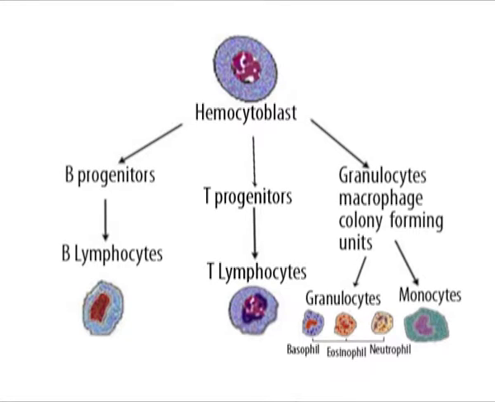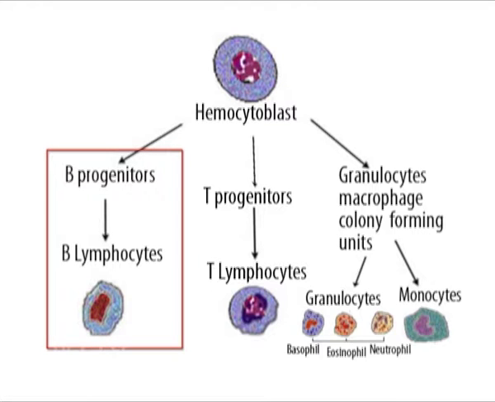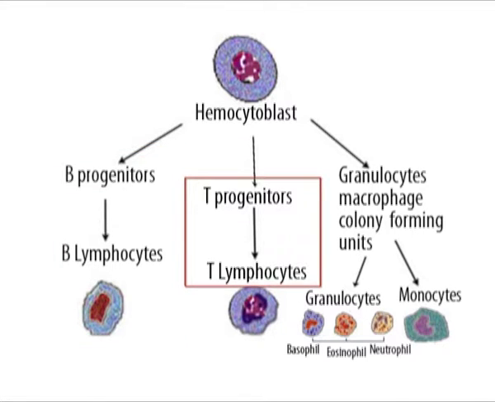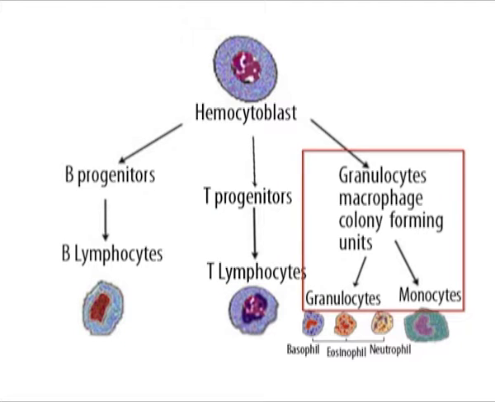Leukopoiesis refers to the production of leukocytes. It begins when some types of hemocytoblasts differentiate into three types of committed cells: B progenitors, which are destined to become B lymphocytes; T progenitors, which become T lymphocytes; and granulocyte-macrophage colony forming units, which become granulocytes and monocytes. These cells have receptors for colony stimulating factors. Each colony stimulating factor stimulates different WBC types to develop in response to specific needs.